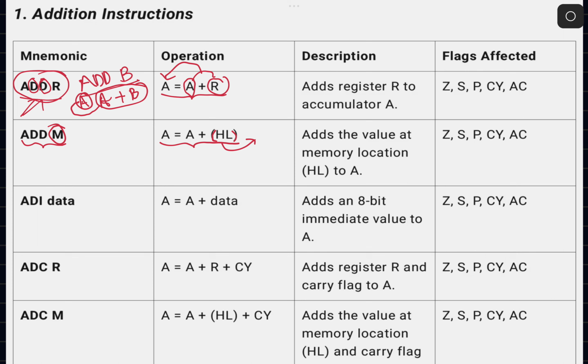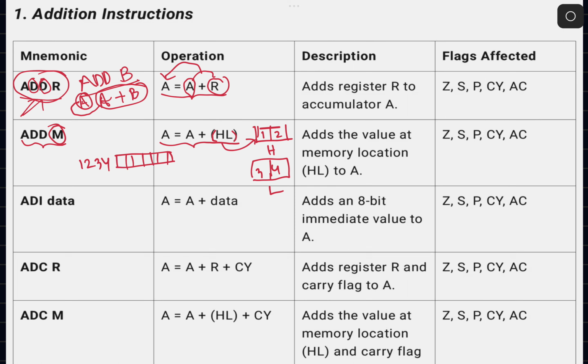Let's take an example. Say for example, we have this H register. H contains, say, 12, and the L register contains 34, and in the memory we have an address called 1234, and there's a content at this memory location.